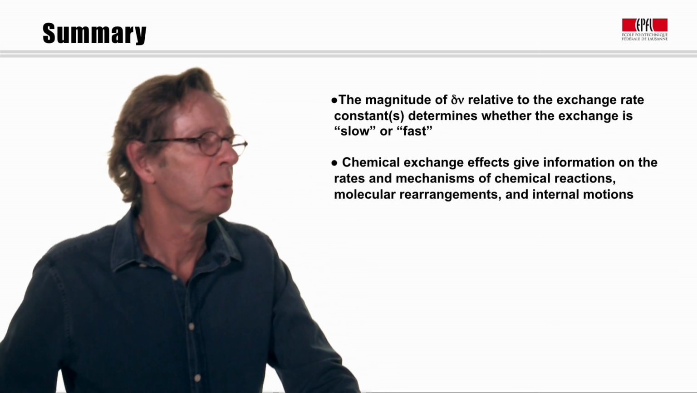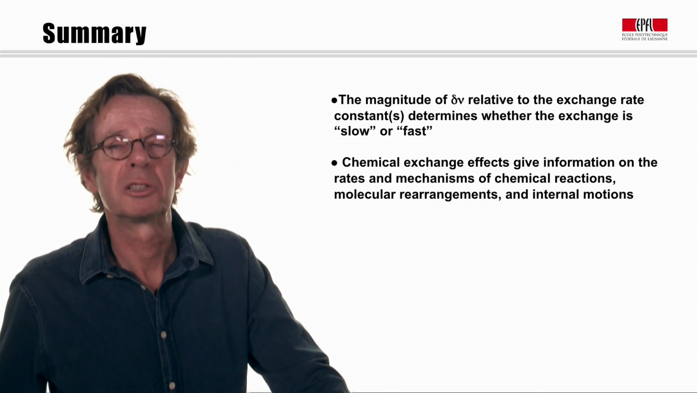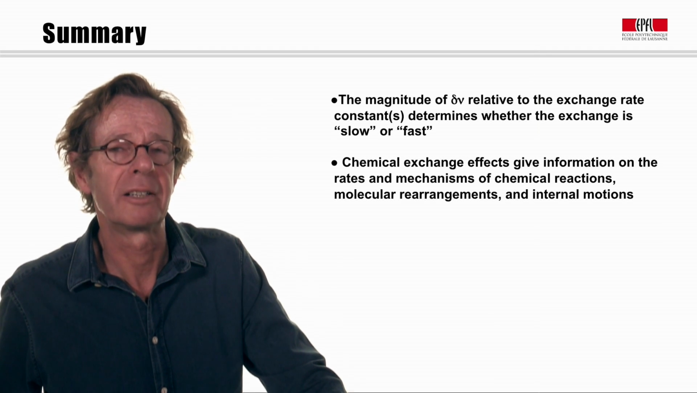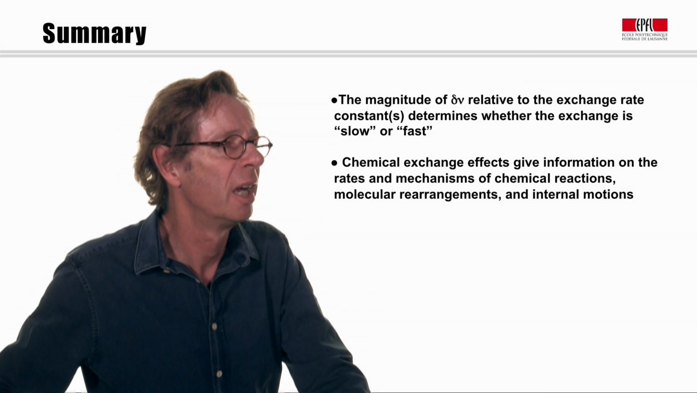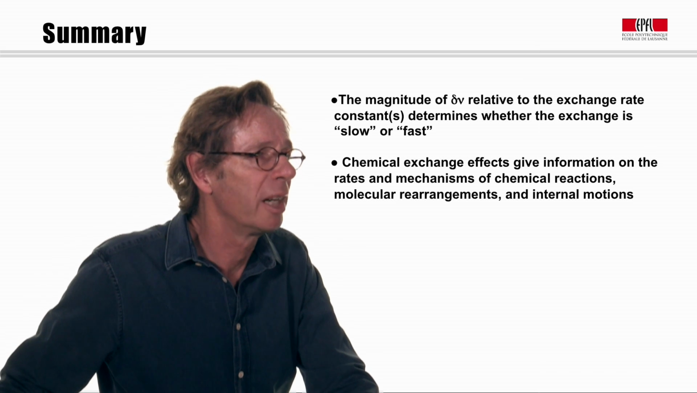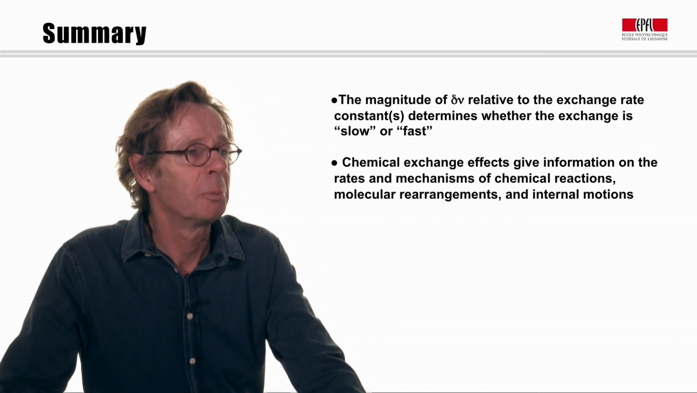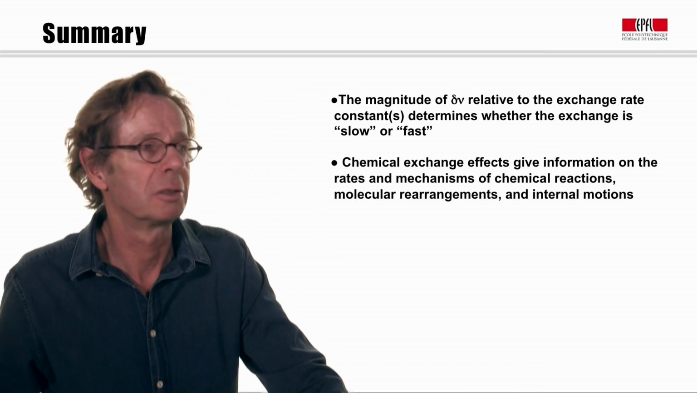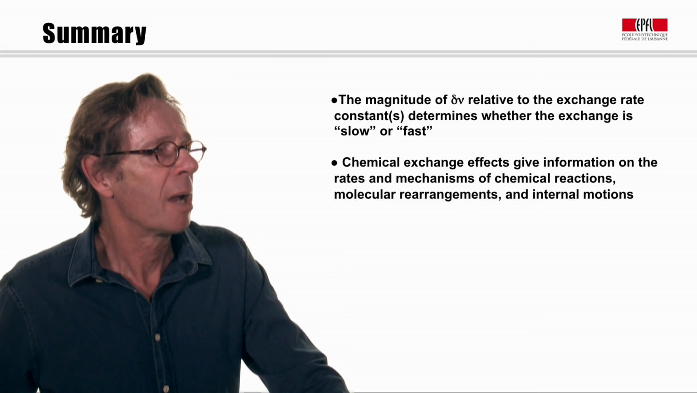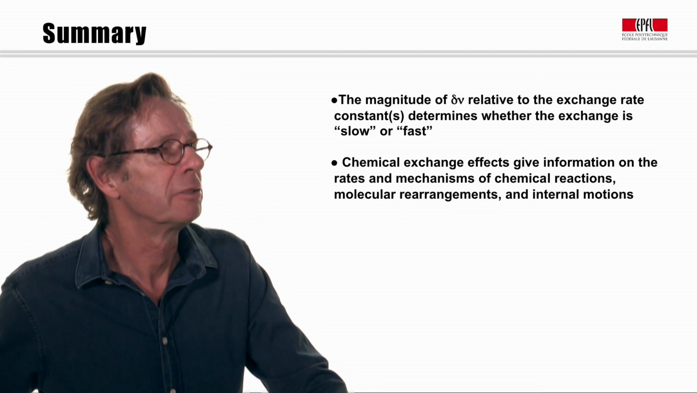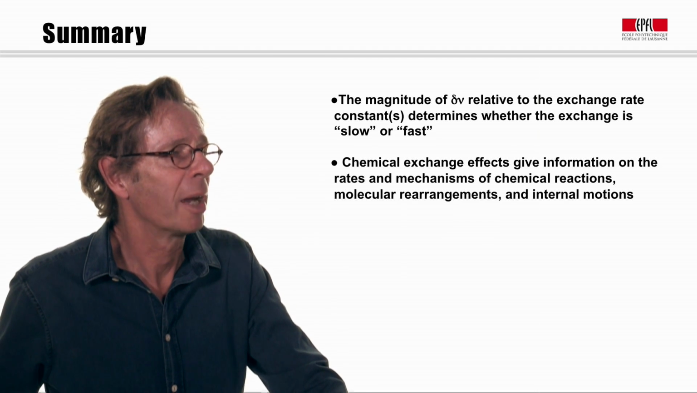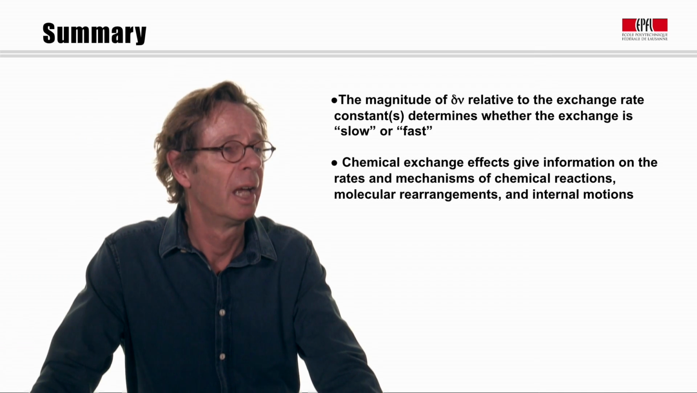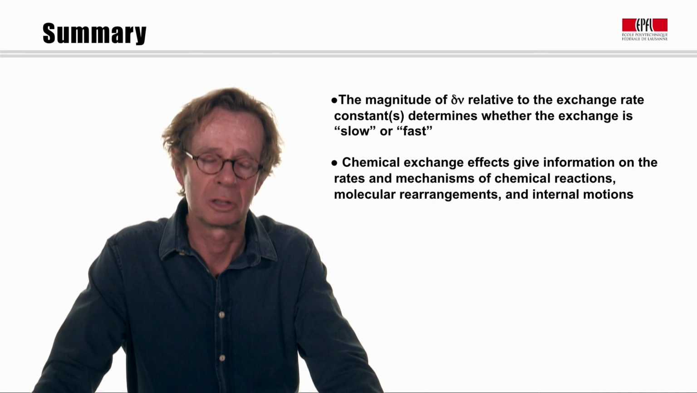It is the magnitude of delta nu, that is to say the difference in the chemical shifts between the nuclei that are involved in exchange processes, relative to the exchange rate constants, that determines whether the exchange process is in the slow or in the fast regime. Chemical exchange effects give information on the rates and mechanisms of chemical reactions, molecular rearrangements, and internal motions.